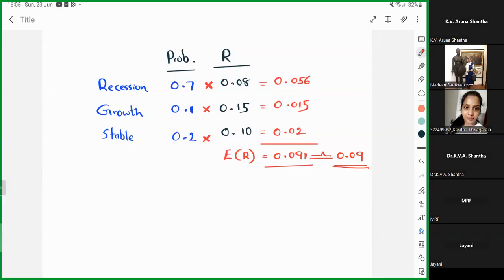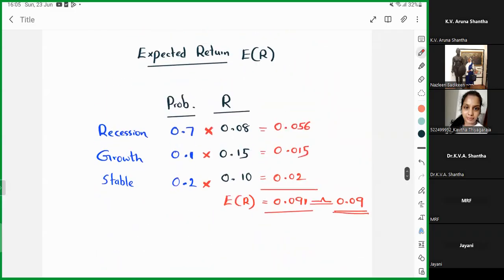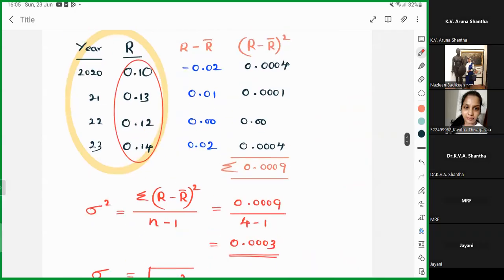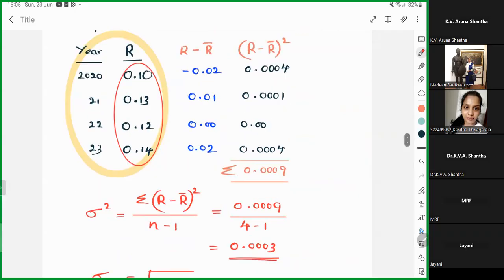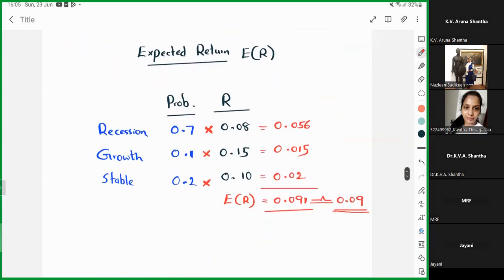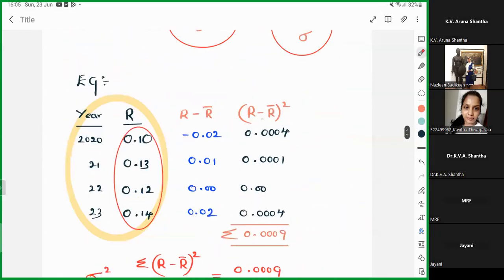Right. So I'm going to take another 5 minutes and I'll explain how to calculate the variance and standard deviation in this situation. Now, earlier we got variance and standard deviation using the past return. Now we are applying the future return, the expected return. The calculation is more or less the same, but with a little difference.